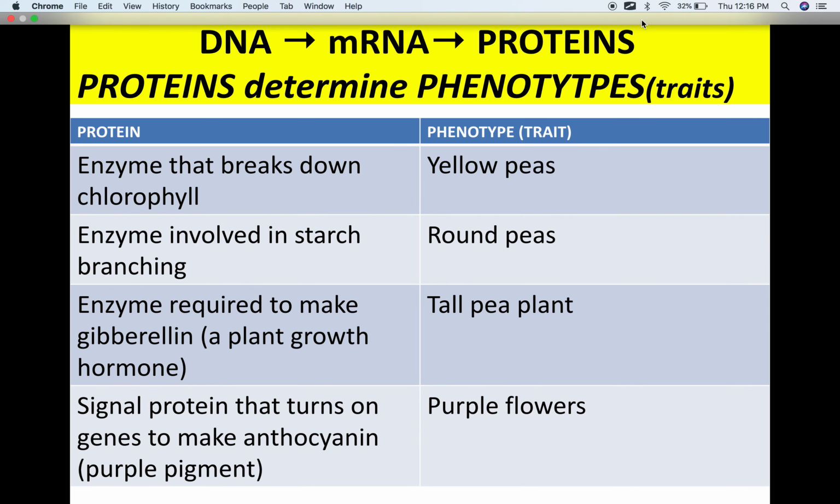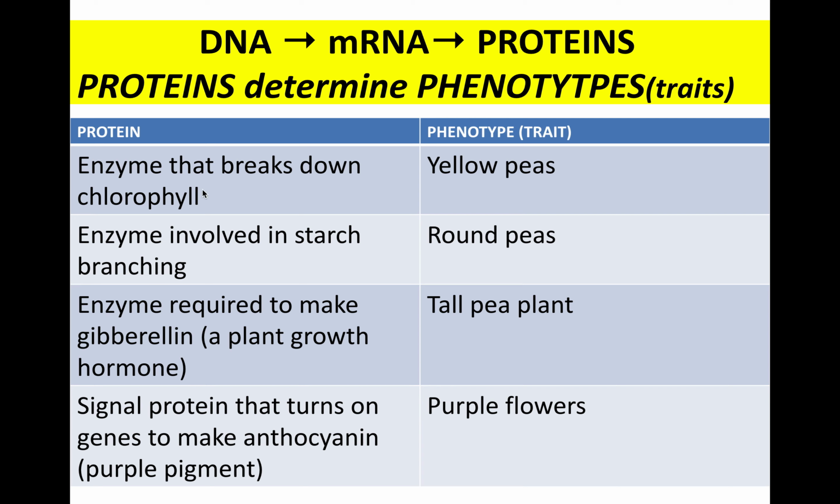Here's another example of that, the idea that proteins determine phenotypes. For example, yellow is based on a protein that is yellow. Round peas are based on a protein. You're heading back to that central idea of DNA to RNA to protein to phenotype. Proteins create the traits in your body.